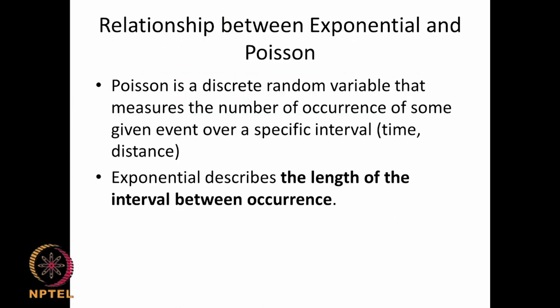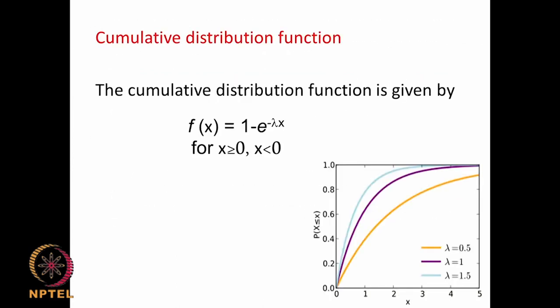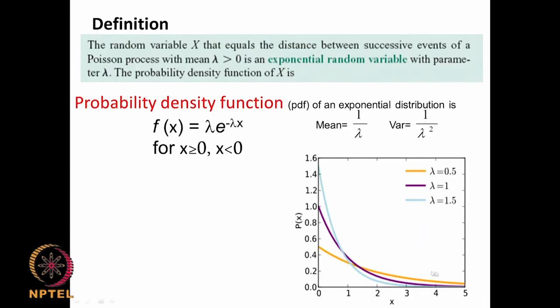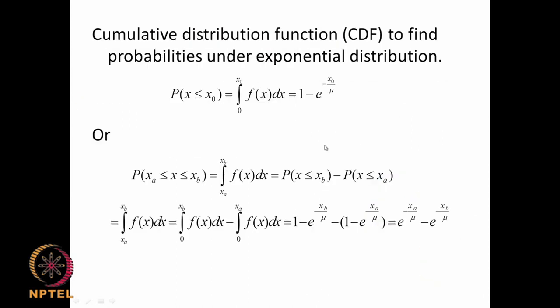All you need to do is use this particular relation, 1 minus e to the power minus lambda x, for different values of x, and because it is cumulative, it keeps building up as shown in this figure, whereas the probability density function keeps falling as a function of x. The cumulative distribution function is nothing but an integral from 0 to x naught, for x less than or equal to x naught, so 1 minus e to the power minus x naught by mu. I can integrate it and do the substitutions, and you end up with this relationship. That gives you the cumulative distribution function.